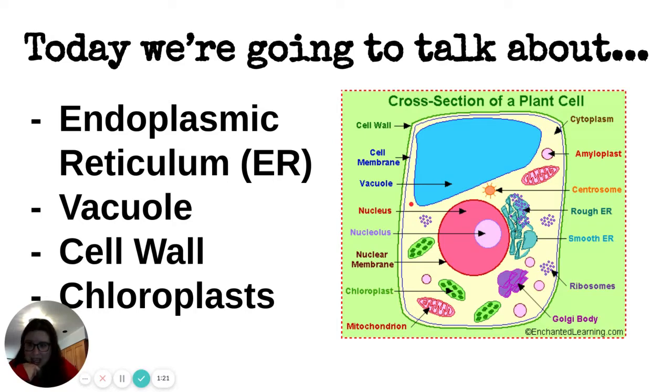So today, we're going to add on 2 structures that are found in animal cells and learn about 2 organelles that only are found in plant cells. So we're going to talk about something called the endoplasmic reticulum, or ER, the vacuole, the cell wall, and chloroplasts. And perhaps in my picture on the right side of my screen, you can even see these structures within the plant cell.